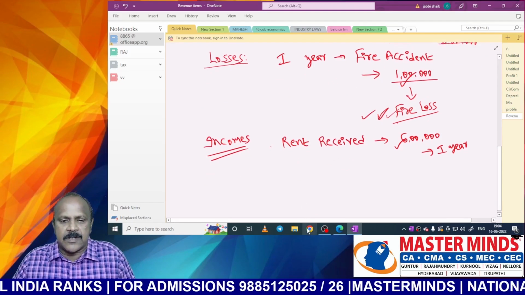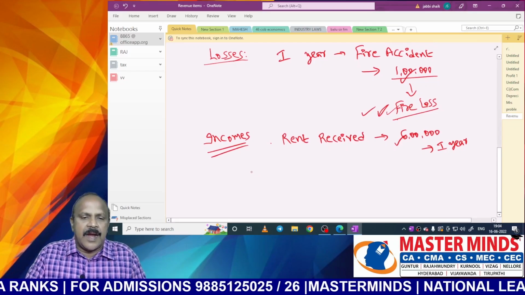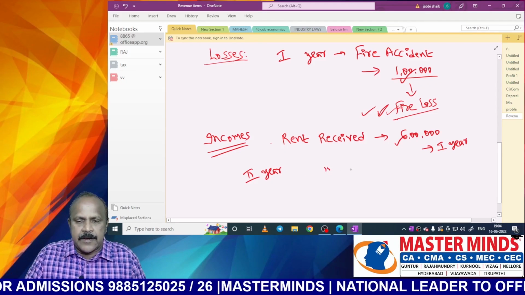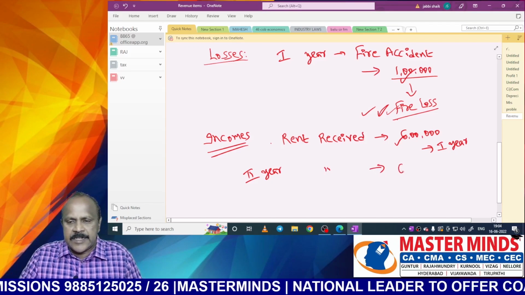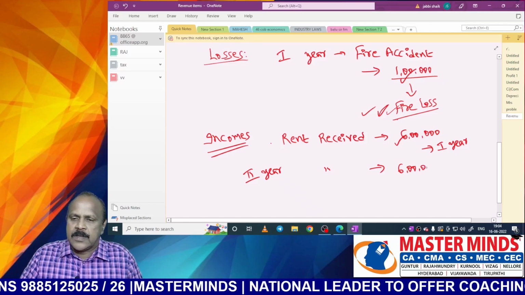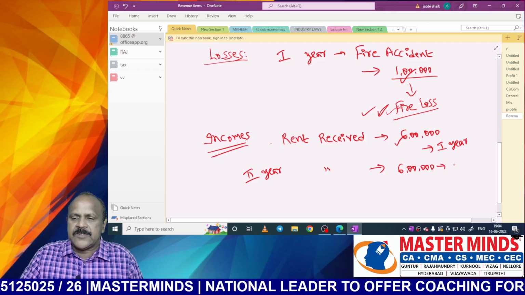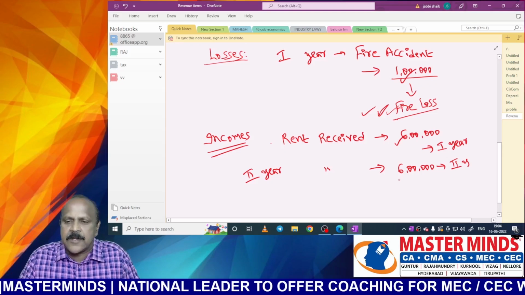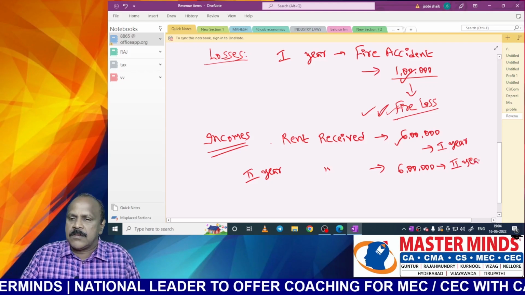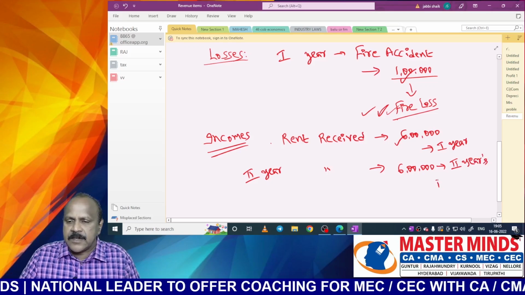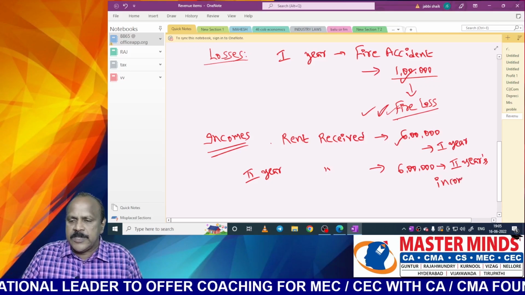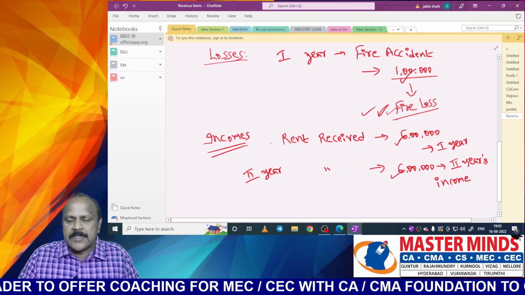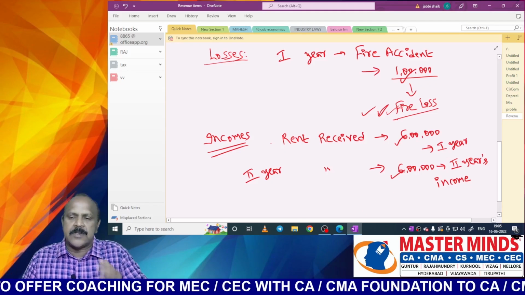Let us continue here. And in the second year, rent received, let it be another 6 lakhs. This is called second year's income and should be shown on the credit side of second year's profit and loss account, and this should not be carried forward to the third year.